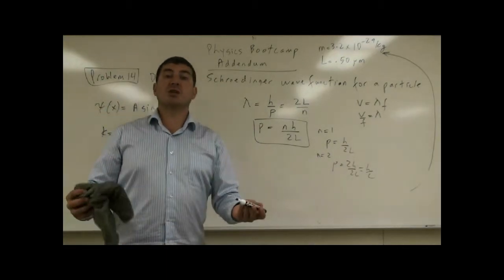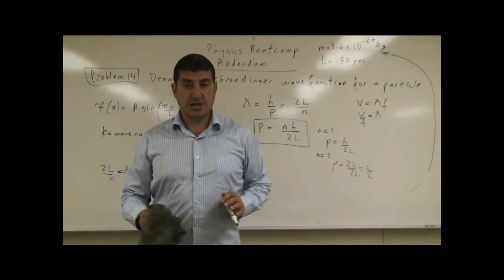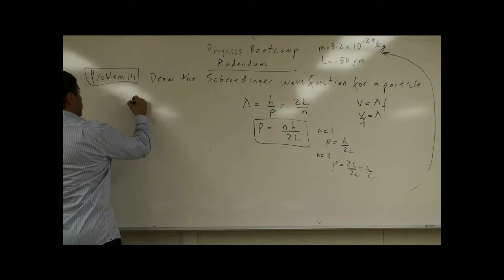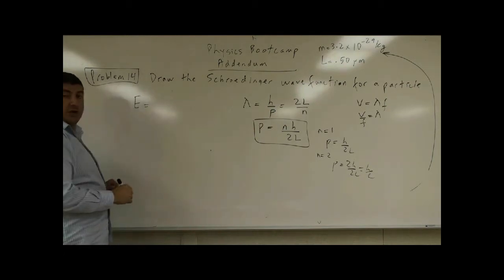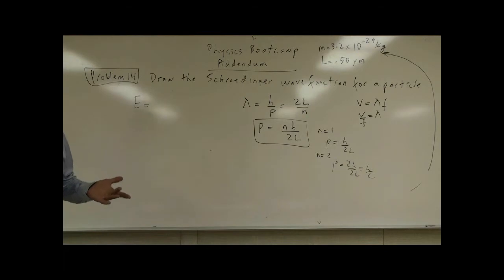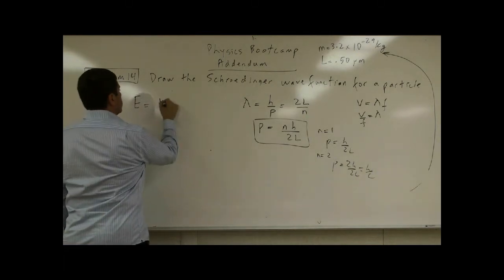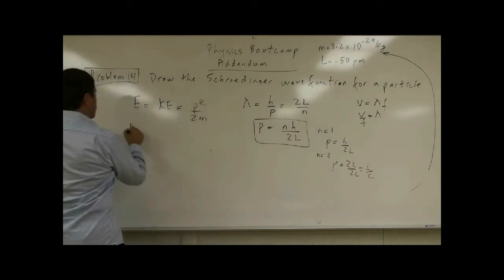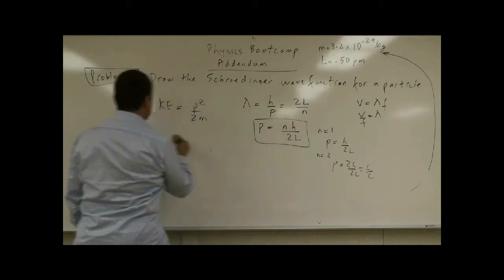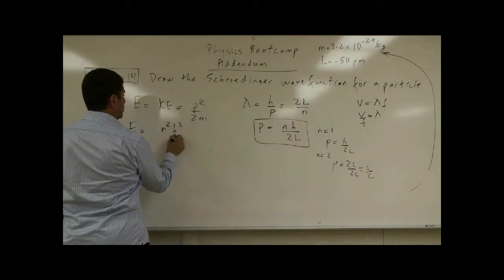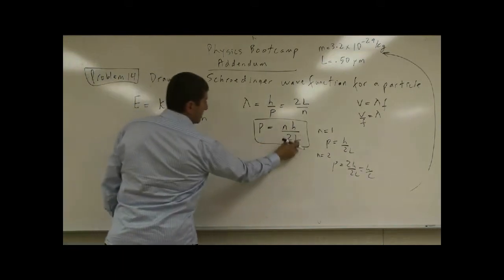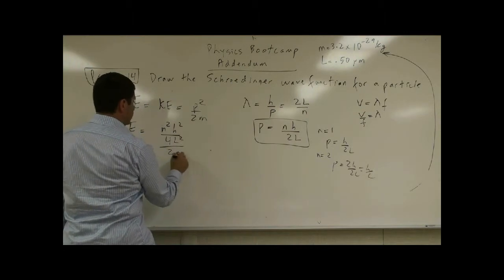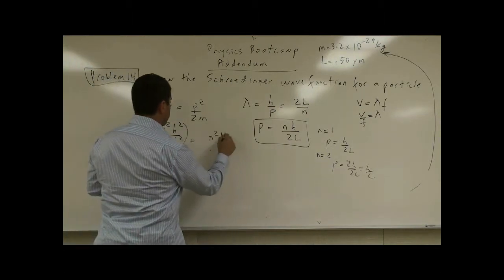Now we can come up with the equation for what energies this particle could have. We said the energy is equal to, in this case, it doesn't have any potential energy, right? So the energy is only in the format of kinetic energy, which is equal to p squared over 2m. So the energy is equal to, and then you square this, n squared h squared over, and then if you square the bottom here, 4L squared divided by 2m.